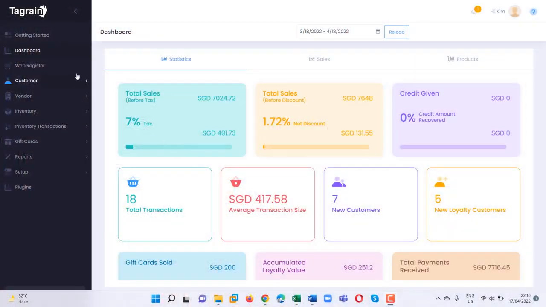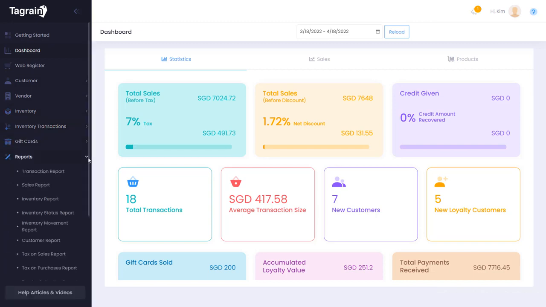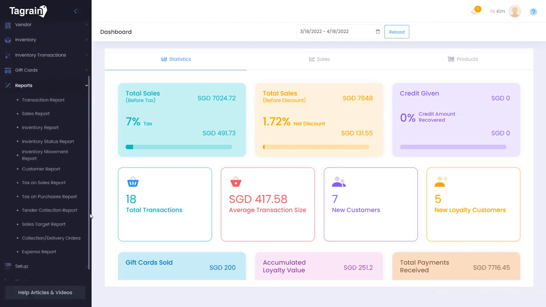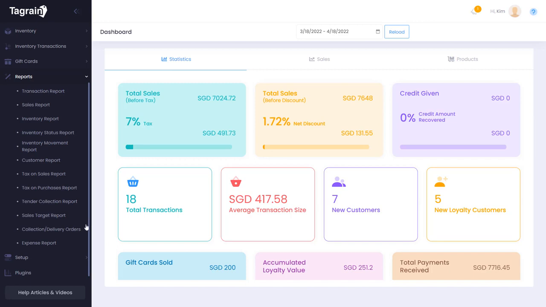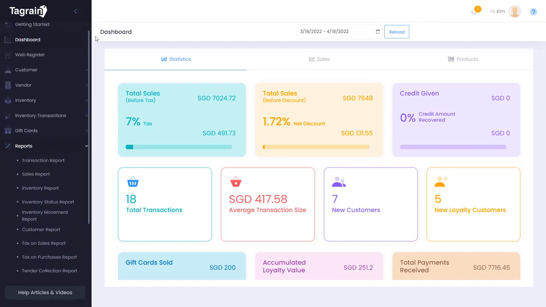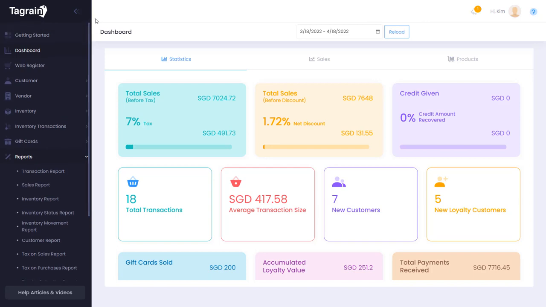Reporting in Tagrain is split across two broad sections, dashboards and reports. Dashboards are a visual representation of your data, and reports, on the other hand, are more detailed and give a granular view. Let's talk about the dashboards first.